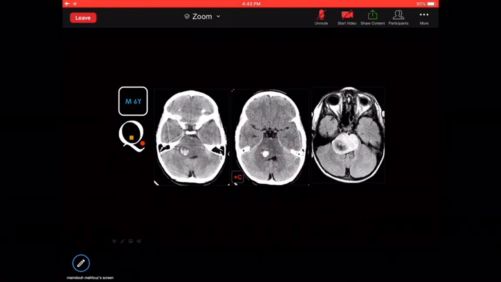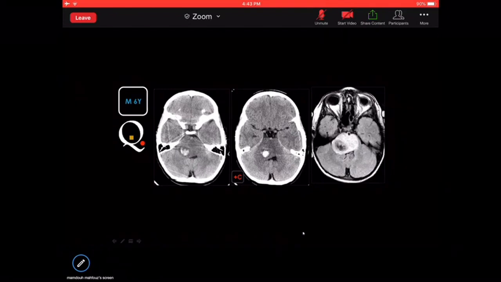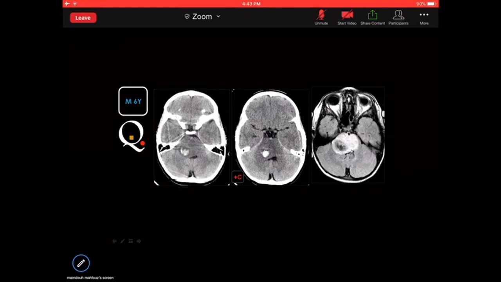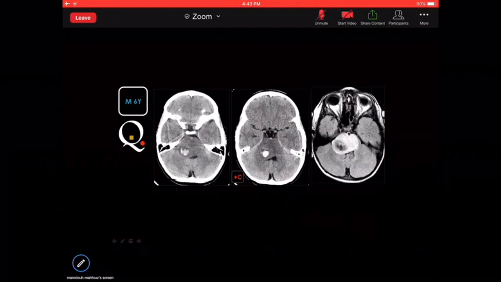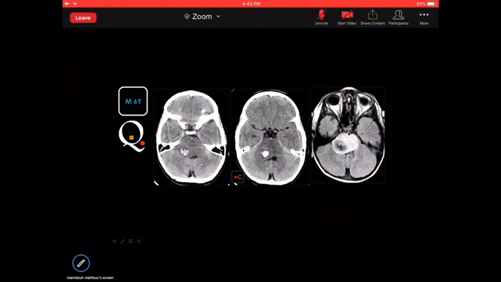Okay, but there is hemorrhage. This is CT without the contrast, and this is CT with contrast, and this is a FLAIR image. This is a brainstem lesion. Brainstem, yes, brainstem glioma with hemorrhage. It is uncommon for the brainstem glioma to produce hemorrhage, but sometimes you get so.